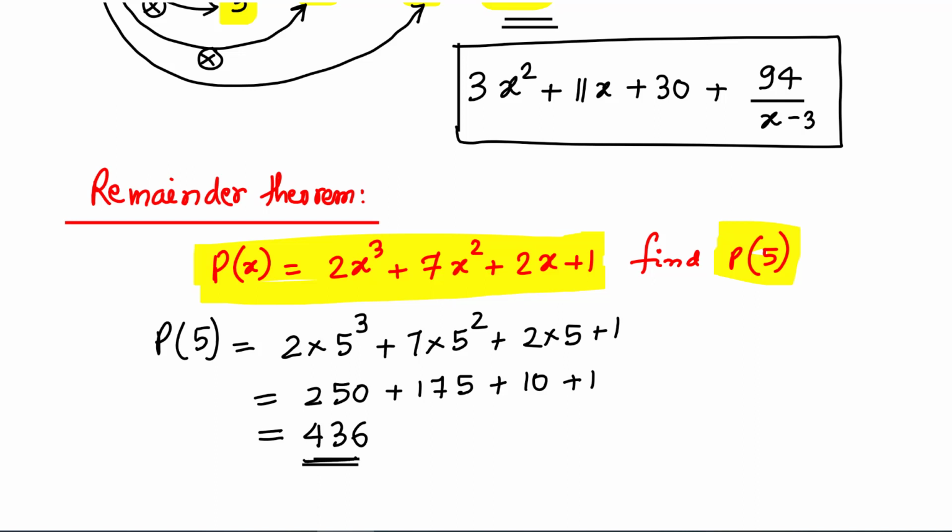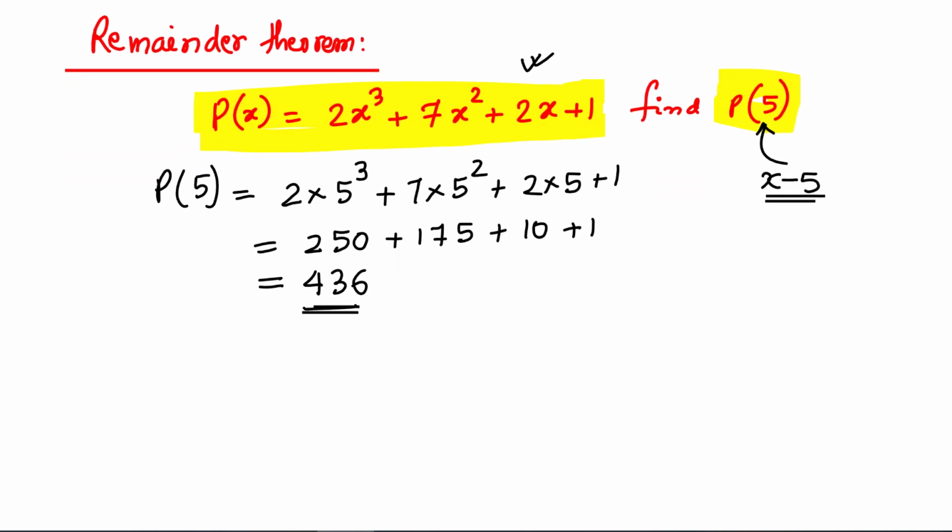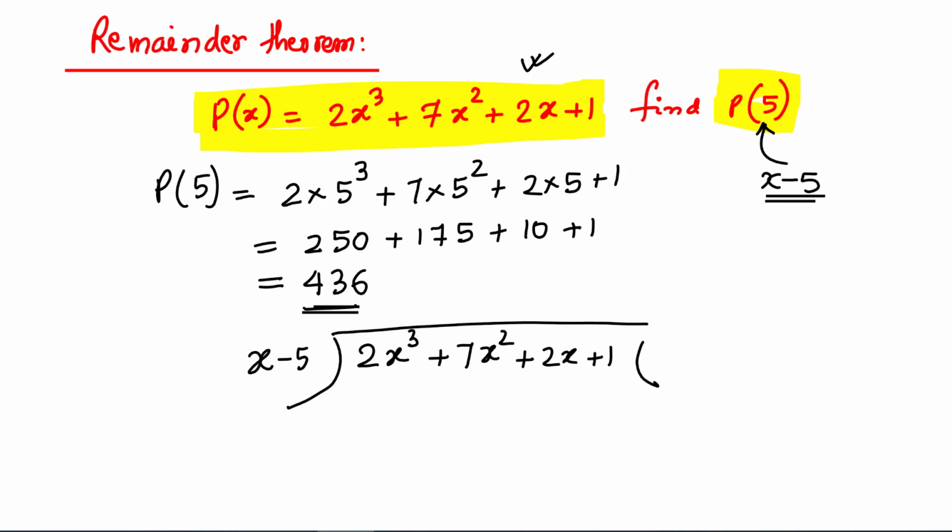Now I can also use the remainder theorem to get this answer. What the remainder theorem says is, you first divide this with x minus 5. So in this case we have 5, which comes from putting x minus 5 equal to 0. So we will divide this expression with x minus 5, and whatever the remainder is, that is the answer for this problem. In other words, we are looking for the remainder when we divide 2x cube plus 7x square plus 2x plus 1 by x minus 5.